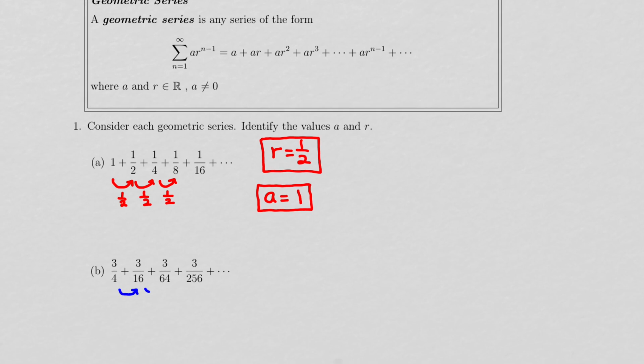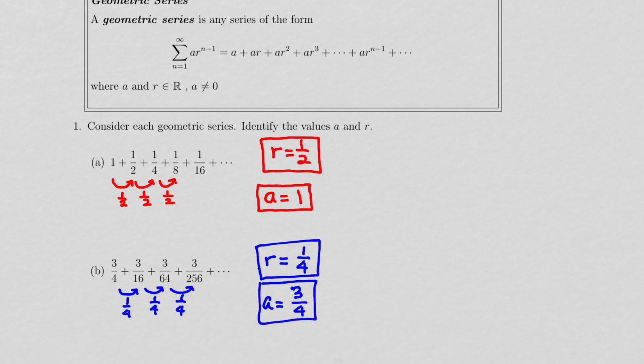What number do you have to multiply by each time to get the next term? Do you want to guess on that one? So from 3/4 to 3/16. 1/4. Very nice. So R is 1/4 because each time I'm multiplying the previous term by 1/4 to get the next term. And what's my A value? What's my first term? 3/4.